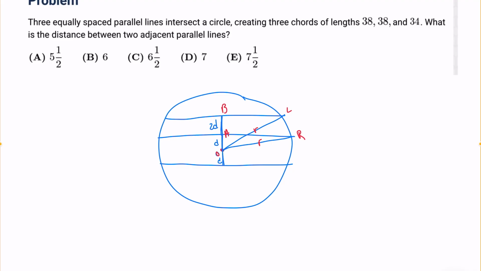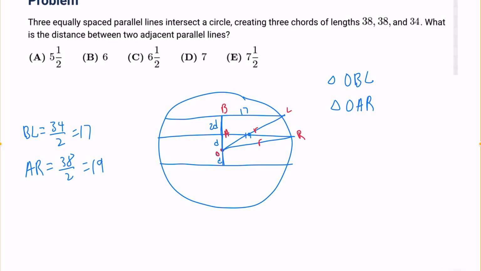So now that we have 2 right triangles, we have triangle OBL and triangle OAR. So these are 2 right triangles with their hypotenuse being R. And then it tells us that the chords have length 38, 38, and 34. So that means that BL would have a length of 17, because that is 34 divided by 2. And then line AR would have a length of 38 divided by 2, which is 19.